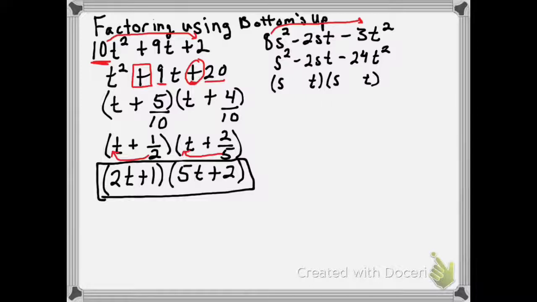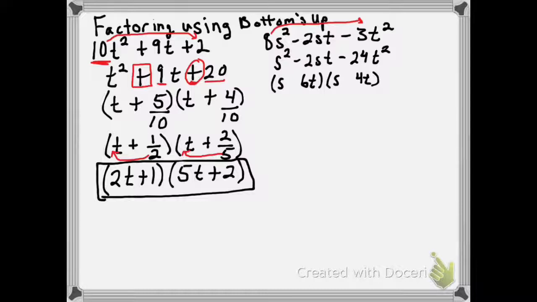Now, back to our numbers. We're looking for two numbers that multiply to give 24 and subtract to give 2. Again, think about all the combinations of numbers that multiply to give 24. There's 1 and 24, 2 and 12, 6 and 4. Well, 6 and 4 do subtract to give 2, and so that's going to be our combination of numbers that we choose.